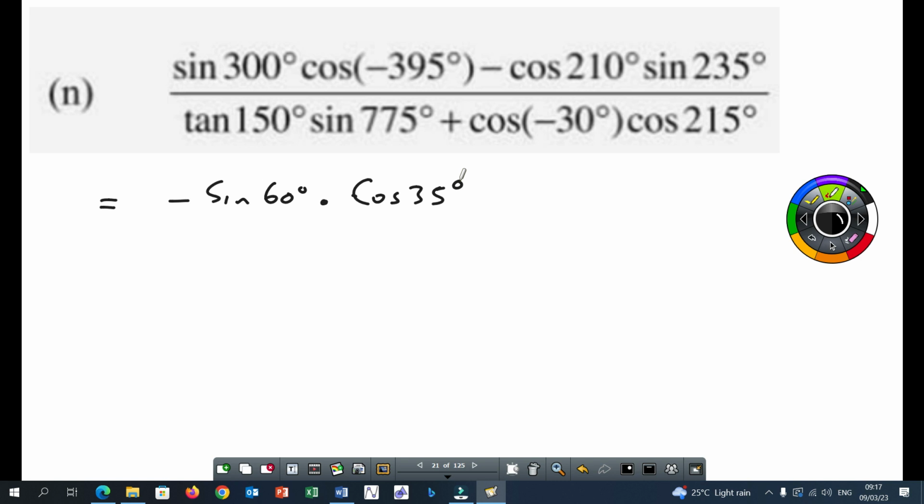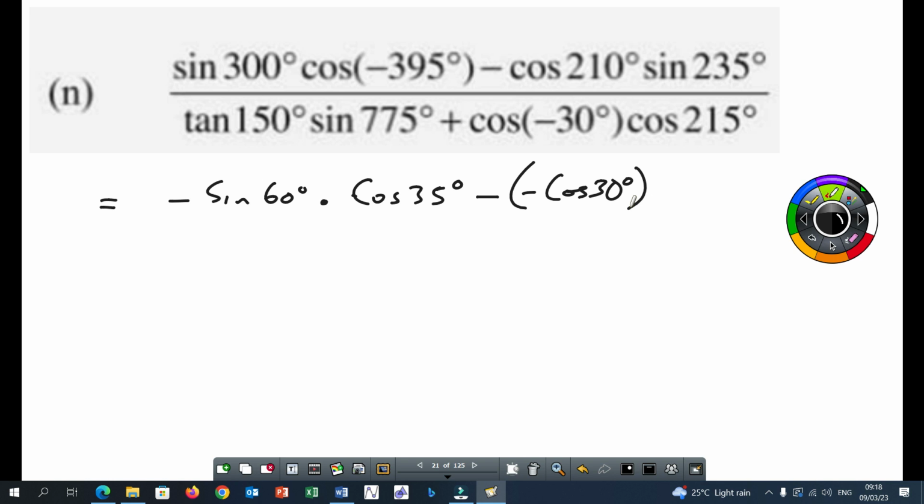When you are doing reductions, don't guess. Know what you are doing. Right? Then 210 is in which quadrant? Which quadrant is 210? Third quadrant, right? So which angle can we add to 180 to get 210? 30. Now cos is negative in the third quadrant, so this would be minus cos 30 degrees.